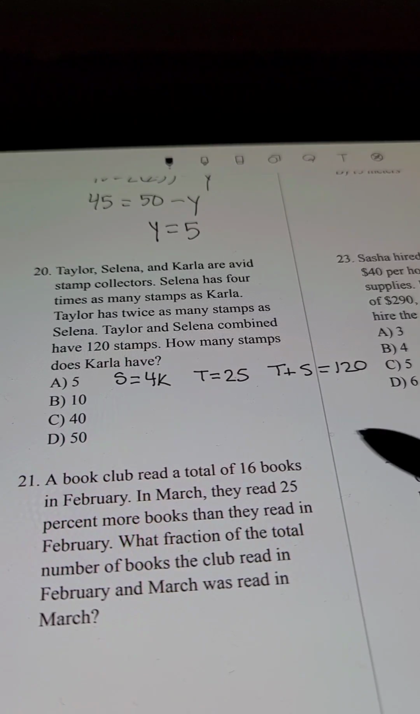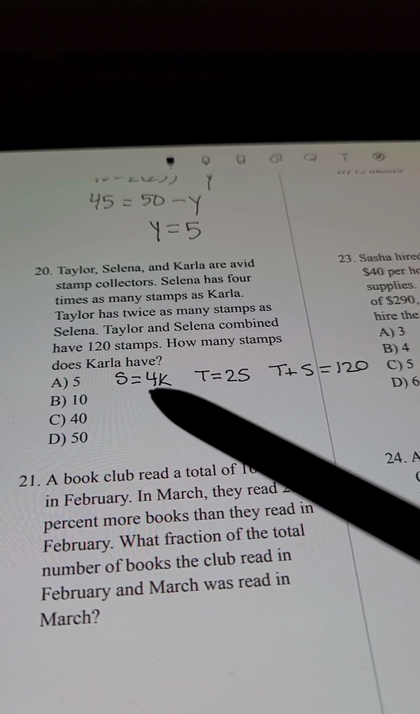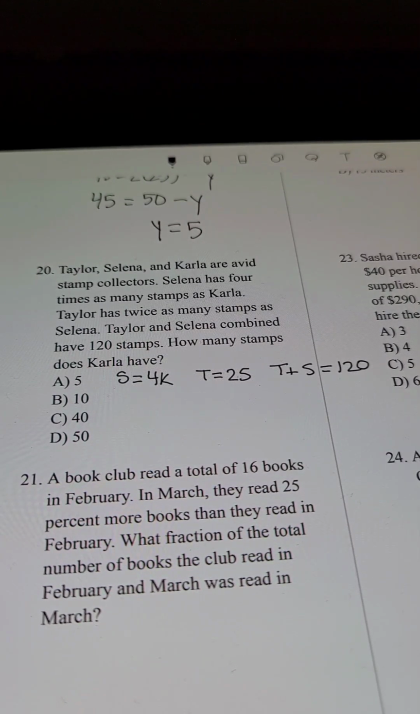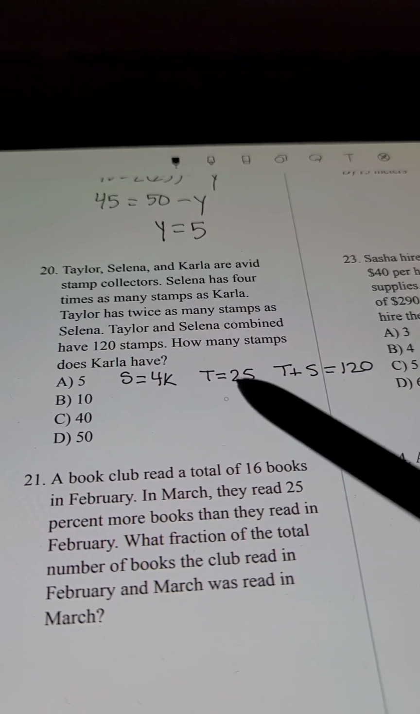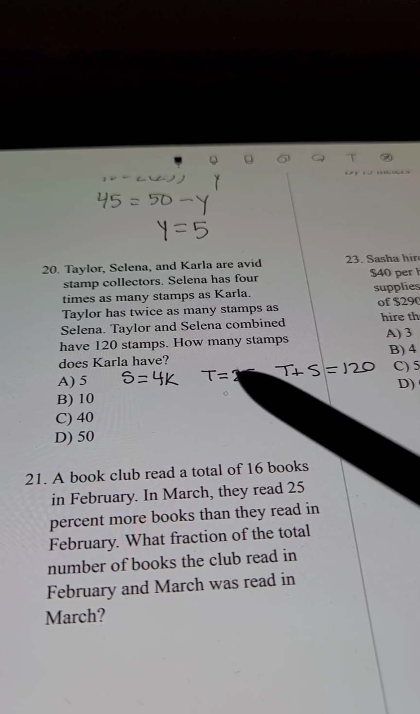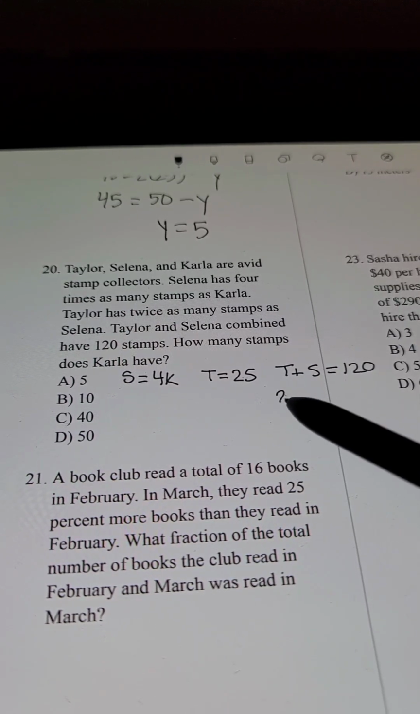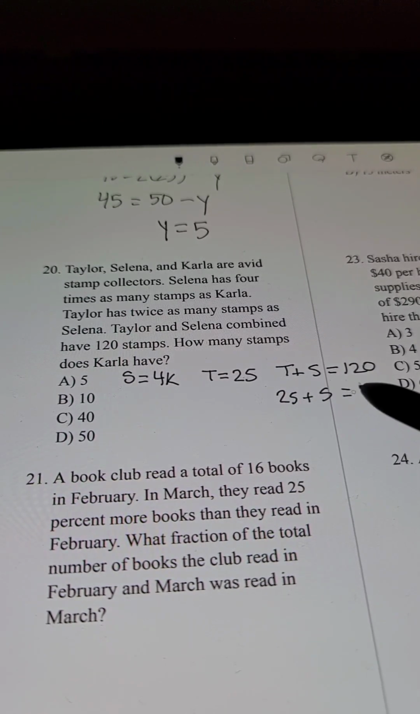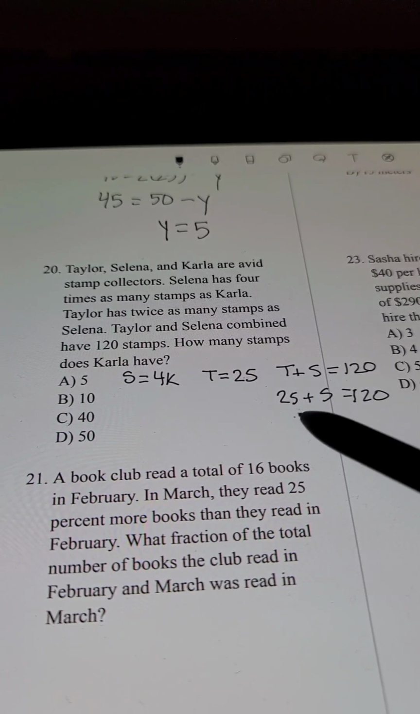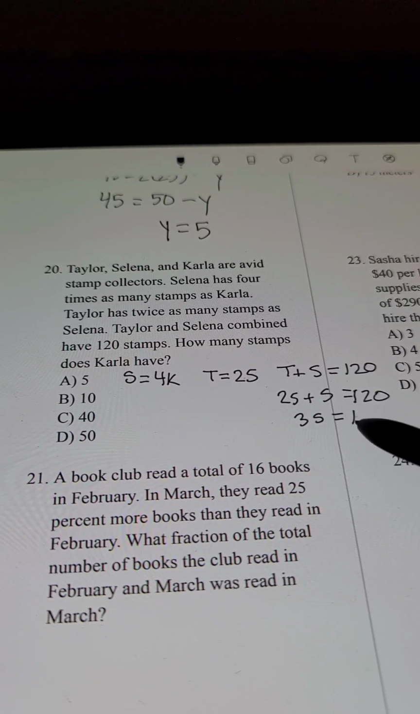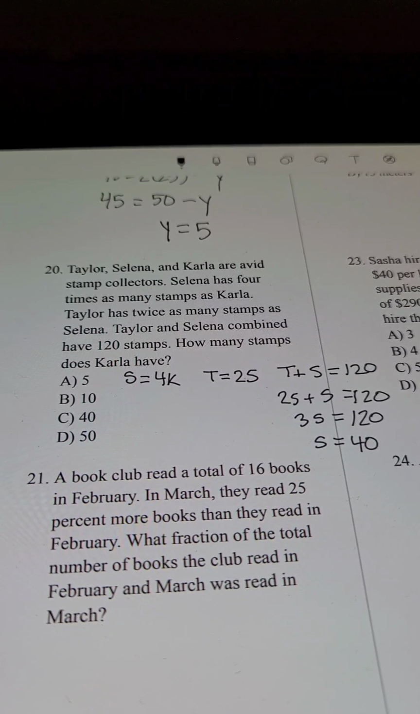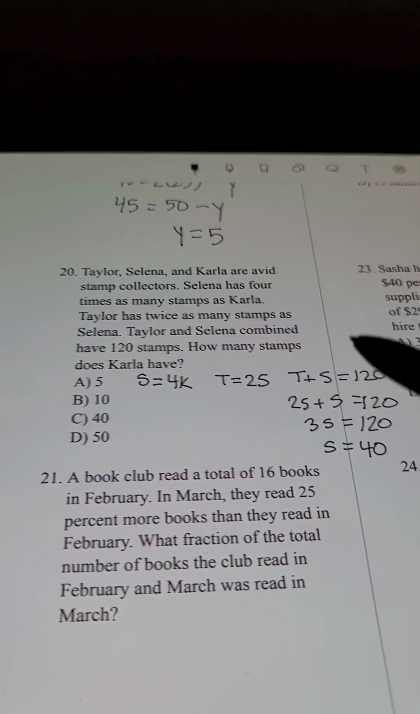So pretty much, if I can figure out what S is, I can plug it in there and then solve for K. So I can replace T with 2S, because I know T is equal to 2S over here. So instead of T, I'm going to write 2S plus S is equal to 120. Combine my like terms to get 3 times S is equal to 120. Divide by 3 on each side, and we get that S is equal to 40.